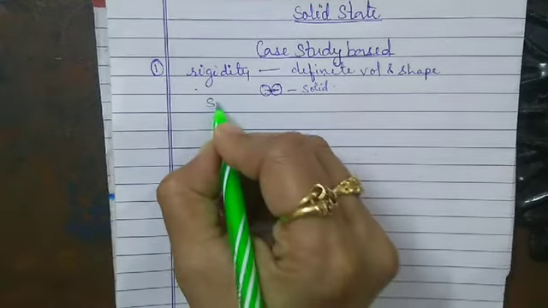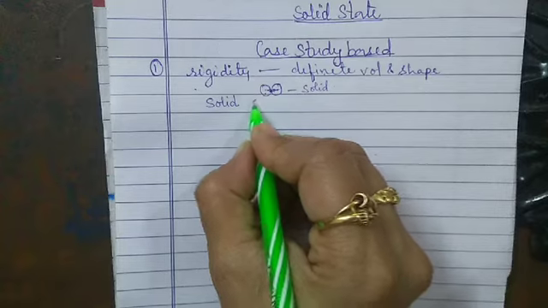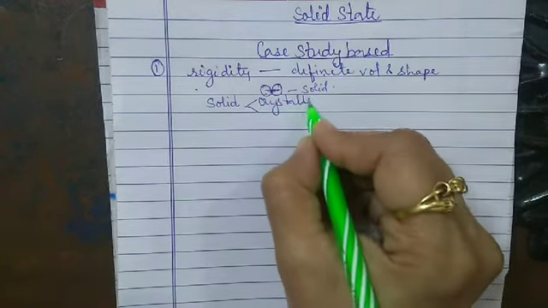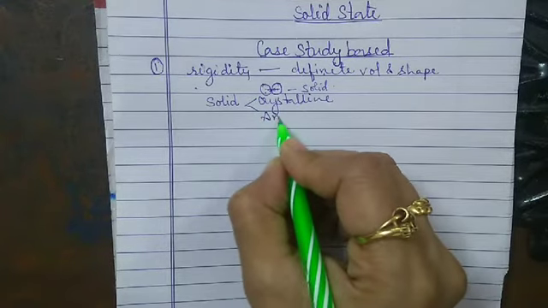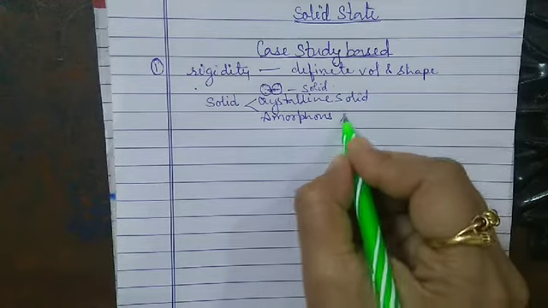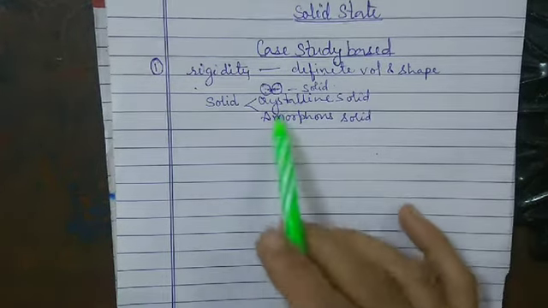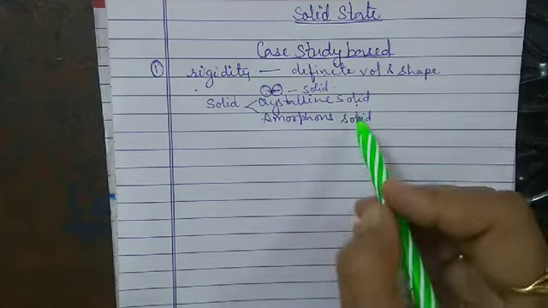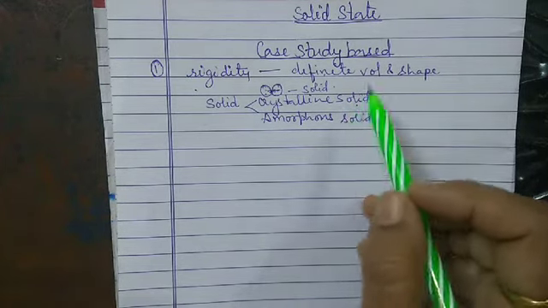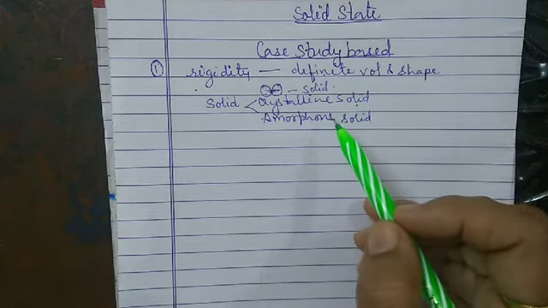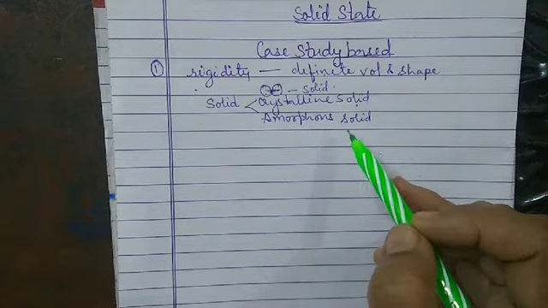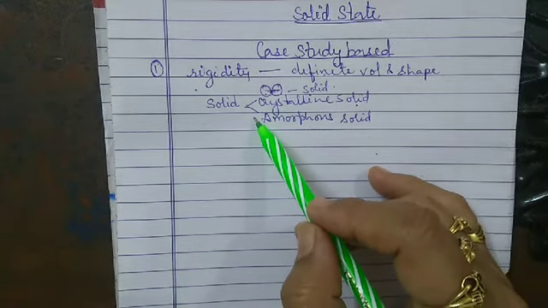The solids, we all know very well, are classified into two types. The first one is the crystalline solid, and the second one is the amorphous solid. We have already studied about the crystalline solid as well as the amorphous solid. We have studied their characteristics and properties. So the crystalline solid and amorphous solid are the two categories of solid.